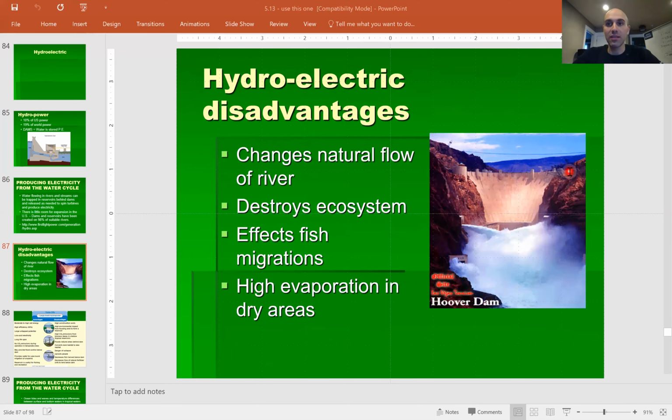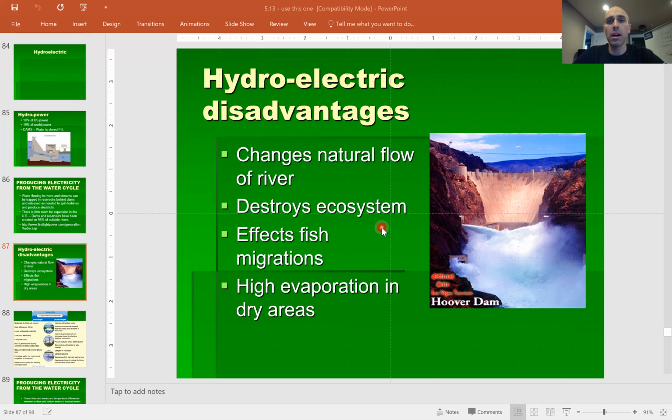Moving on, hydroelectric disadvantages. As always, you need to remember, there are always advantages, but there's also those disadvantages. Changes in natural river flow, and a lot of these disadvantages maybe have more of an effect on the environment than does, say, wind power or geothermal or biomass. Because these are changing the flow and current of rivers, of our river system, the migratory patterns of organisms, mainly fish. Changes in natural river flow destroys ecosystems both above and below the dam, affects fish migration, high evaporation rates in dry areas. So let's dig a little bit deeper on some of these.